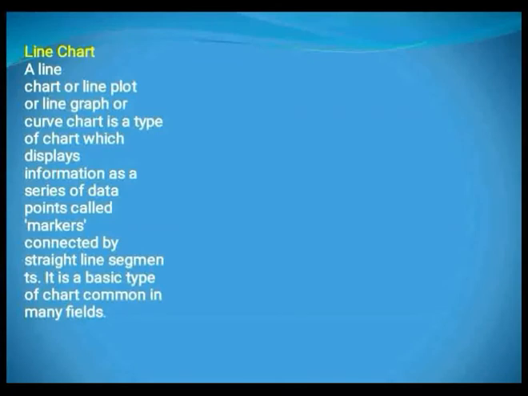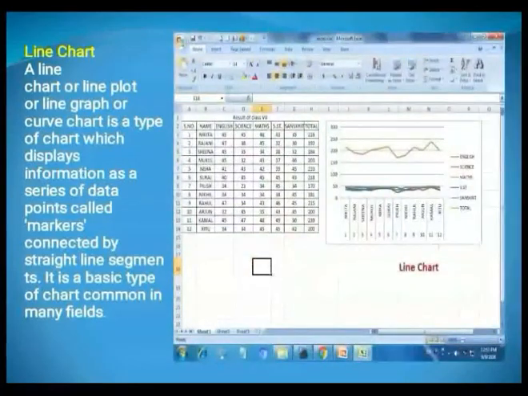Line chart. A line chart or line plot or line graph or curve chart is a type of chart which displays information as a series of data points called markers connected by straight line segments. It is a basic type of chart common in many fields.